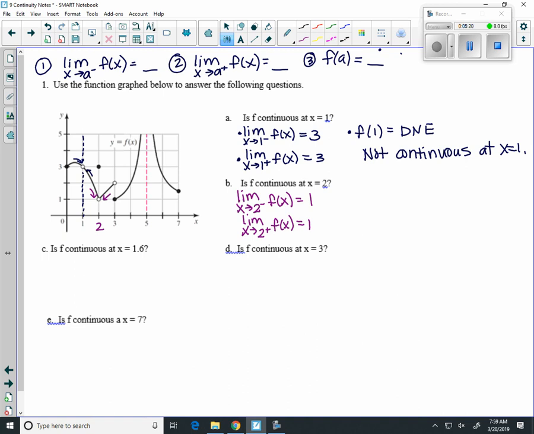Here we do have a filled in bubble. We do have a point. Our output at 2 is actually 3. So f of 2 is 3. But since it makes that jump, since we have the hole filled in somewhere else, this is also not continuous.